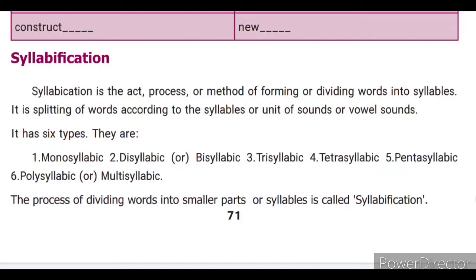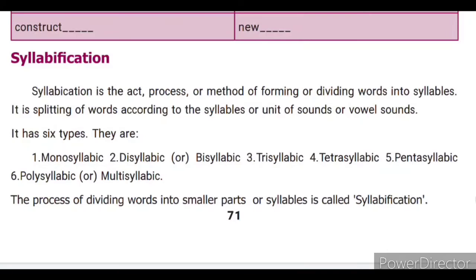Okay, children, we have 6 types of syllables. They are monosyllabic, disyllabic or bisyllabic, trisyllabic, tetrasyllabic, pentasyllabic, polysyllabic or multisyllabic. The process of dividing words into smaller parts or syllables is called syllabification.